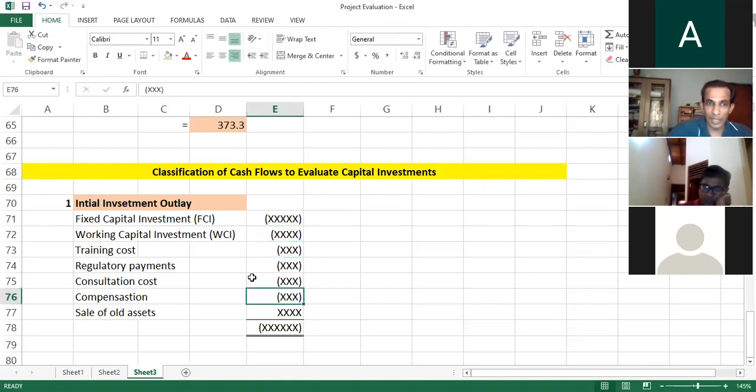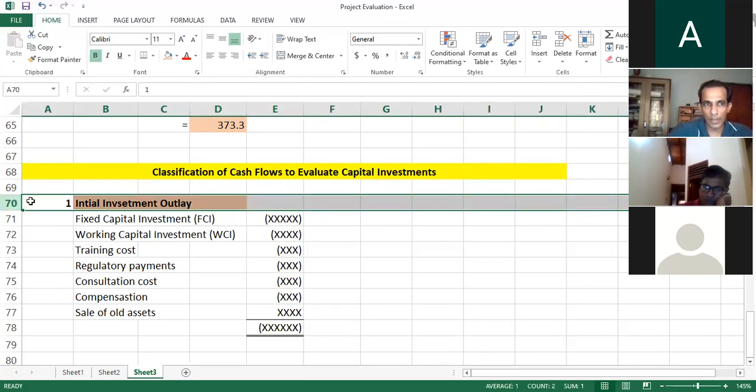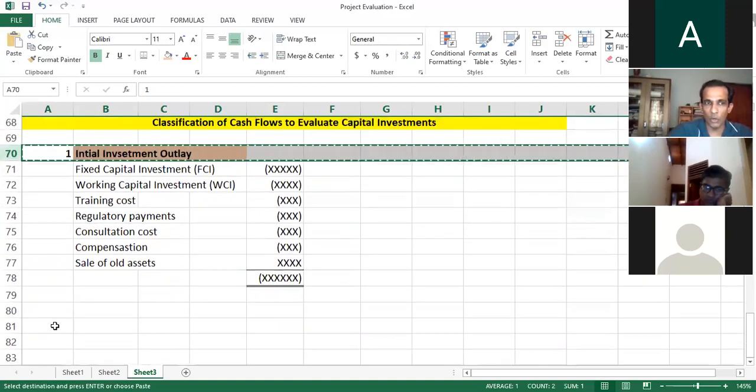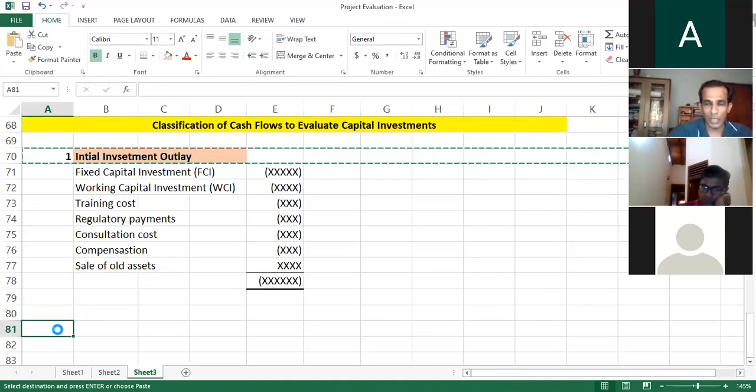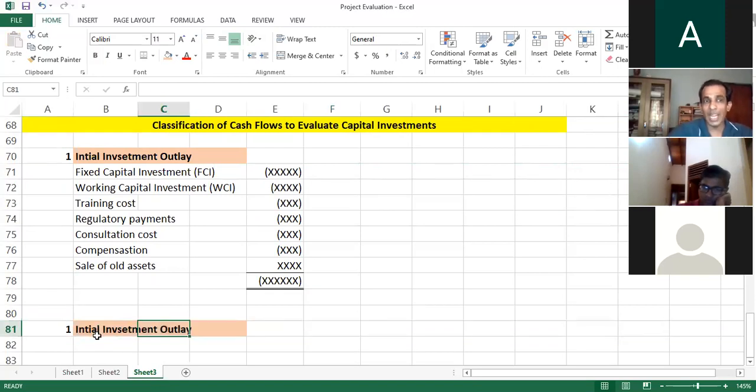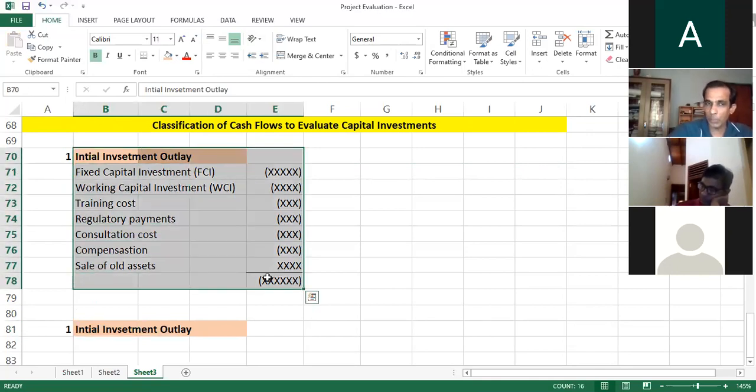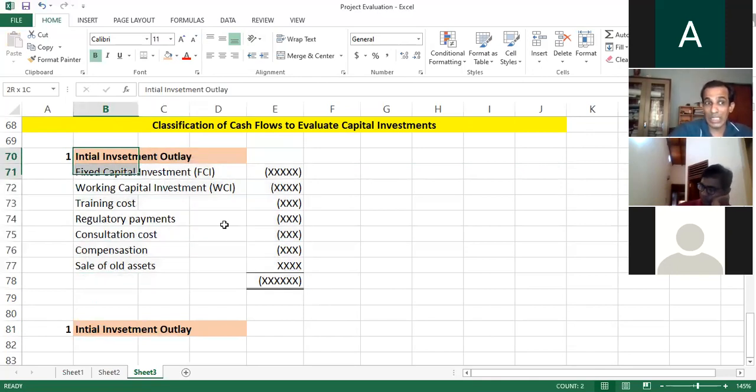Therefore, we can calculate the initial investment outlay this way. When the details for a particular project are given, or when you are evaluating a project, you have to identify which cash flows are incremental. Only the incremental cash flows should be considered. This is at the time of the start of the project, the cash flows that should be incurred at time zero.